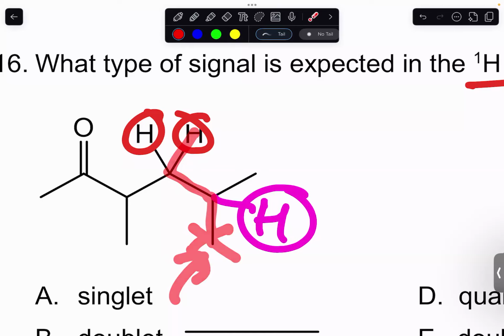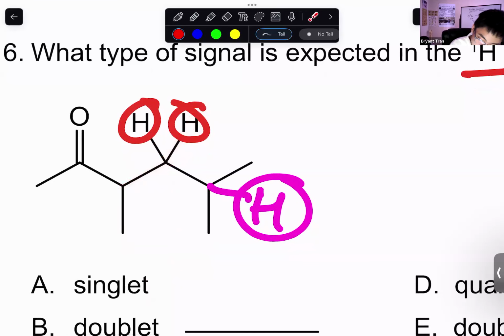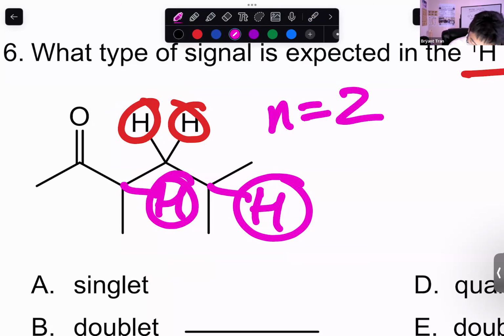Got it. Right. But we could go the other way. We could go 1, 2, and then 3, like that. Right. Okay. So that is another neighboring hydrogen right there. So this set of hydrogens here would have 2 neighbors. So the n here is 2.